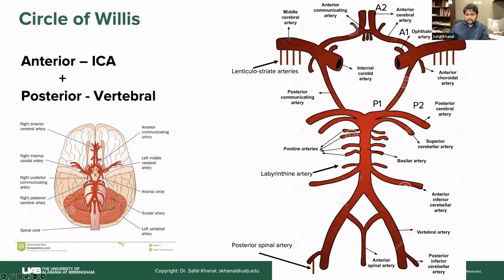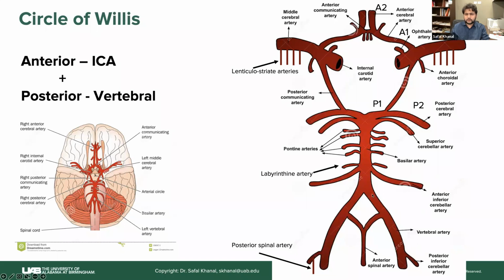But let's look at the circle of Willis from the posterior part, coming up towards the anterior part. Now, if you remember your branches coming out of the aortic arch, you have your left subclavian and left common carotid, and on the right side you have your right brachiocephalic artery, which gives rise to right common carotid and right subclavian. And it is subclavian that gives rise to these vertebral arteries that are coming up.